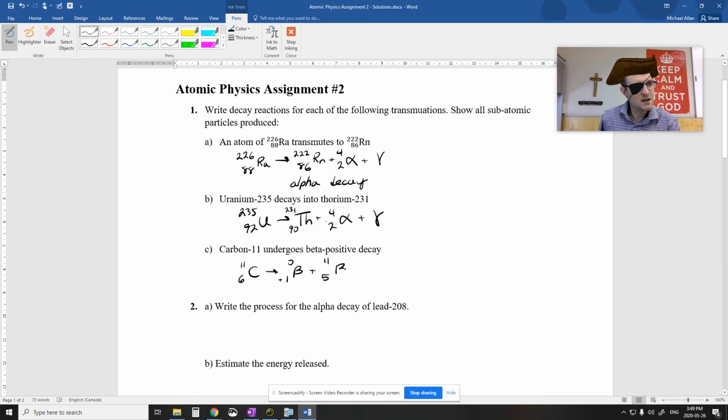Capital B. Okay? Because it's beta positive, I'm going to release a regular neutrino. And this, so remember, this is a neutrino. Okay? It's regular matter. This is a positron. You probably don't, it doesn't mention that you have to. You just show the particles, but that's what they are.